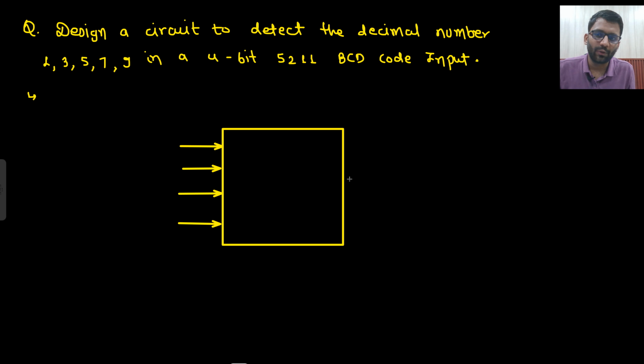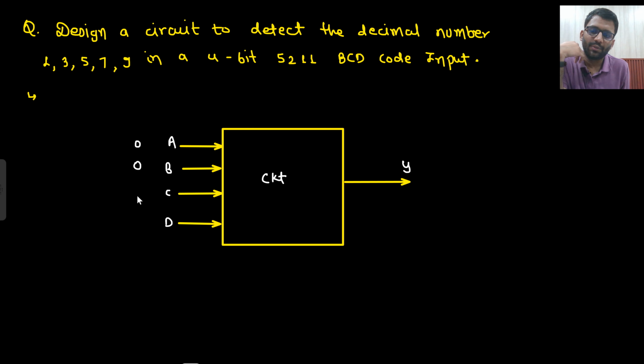So this circuit you need to make, and detect means it will give high output or low output. So this is the circuit, I will call it. It is a circuit, and my inputs could be, let's say, A, B, C, D. So let's say my input is 0, 0, 0, 1. What does this represent? 0, 0, 0, 1, that means this is 1. If this is 1, that means the output will be high because it will detect 1.